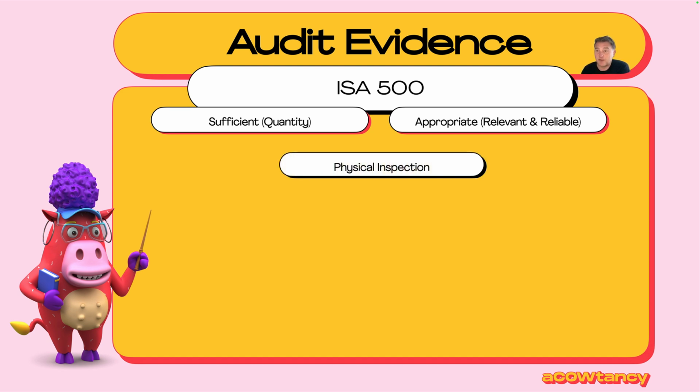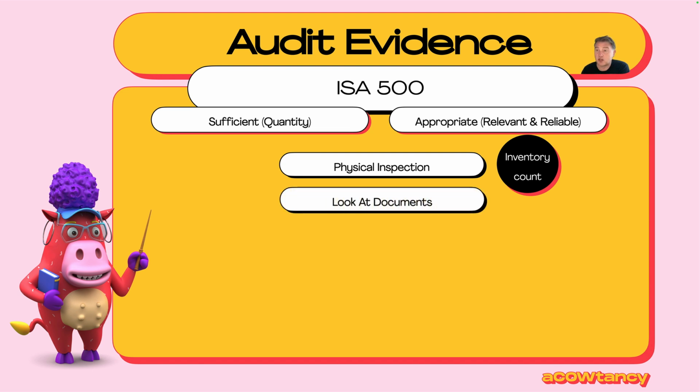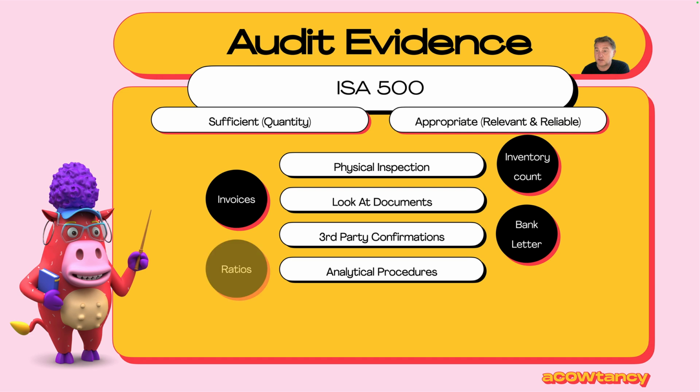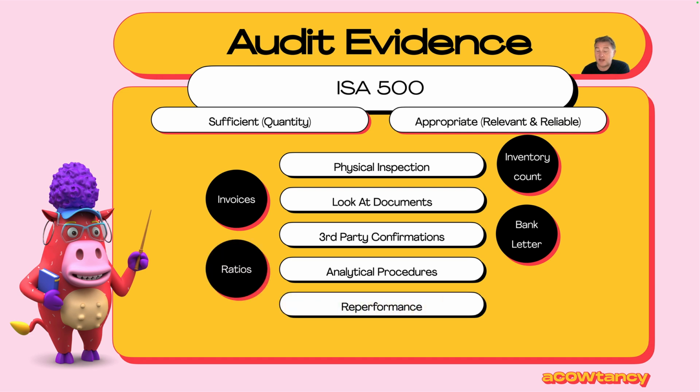So the sorts of things you want to be thinking about in terms of gathering evidence is you can physically inspect something. So, for example, go and count the inventory. You can look at documents, for example, look at invoices. You can get third-party confirmations, such as a bank letter. You can do analytical procedures, basically ratios, isn't it? And you can re-perform the calculations that the client's done, like redoing depreciation, something like that. So there's a little list. So if you ever get a question about evidence, if you just think of those 5 things, you'll always come up with good tests.